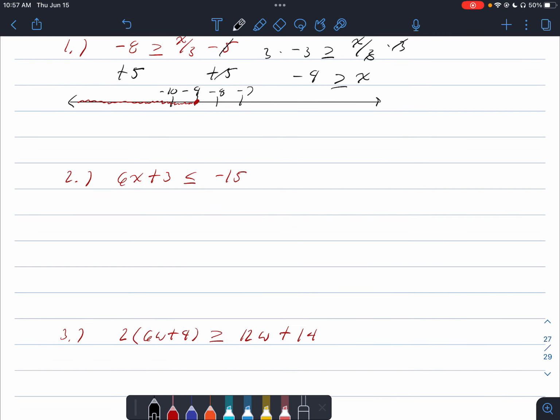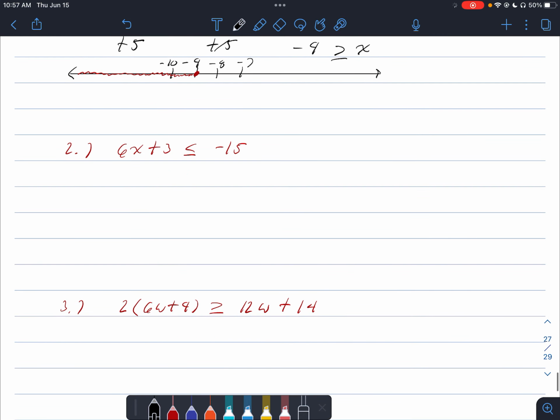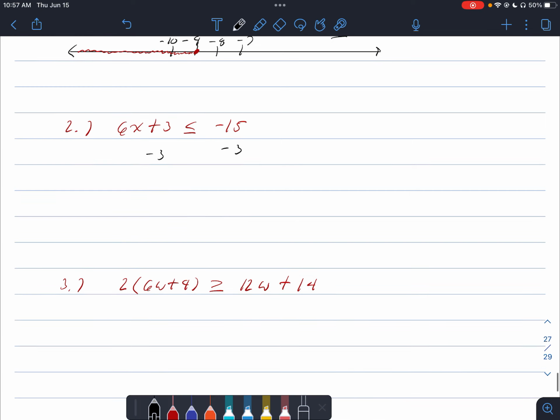All right, let's take a look at this one. We have 6x plus 3 is less than or equal to negative 15. We can start by taking 3 away from both sides, and we end up with 6x is less than or equal to negative 18. We divide both sides by 6, and we end up with x is less than or equal to negative 3.